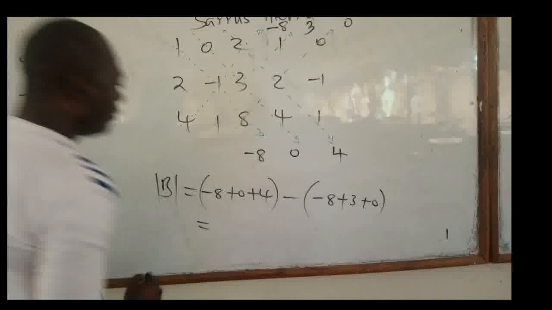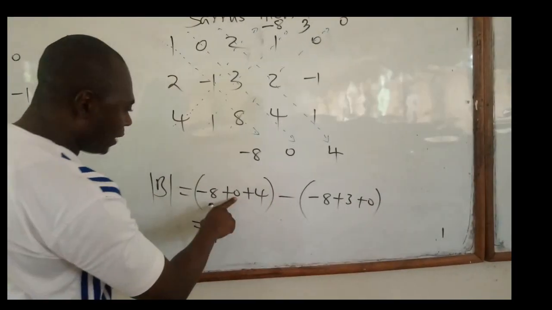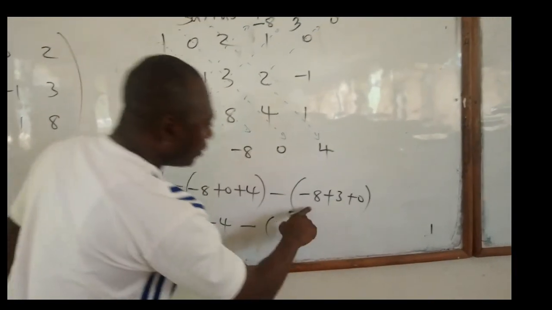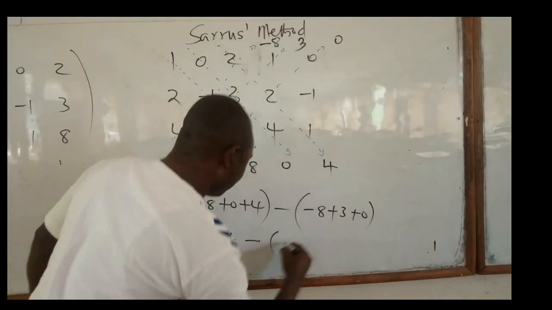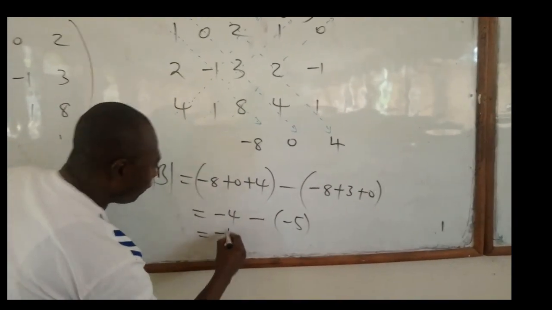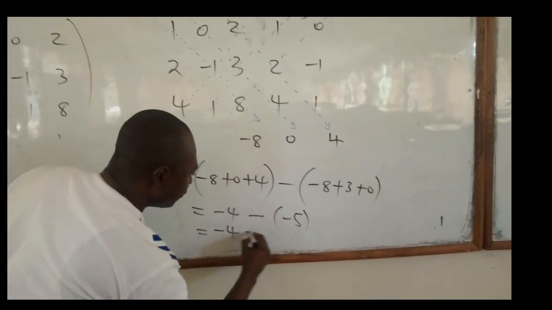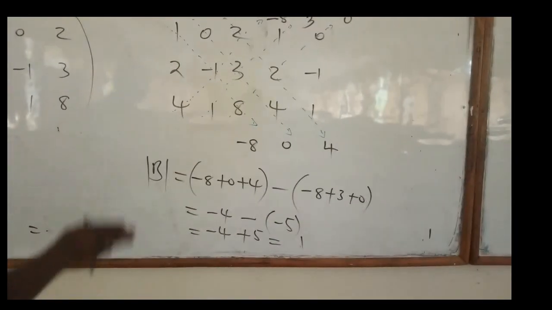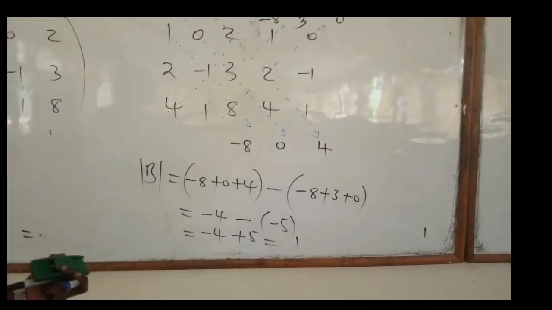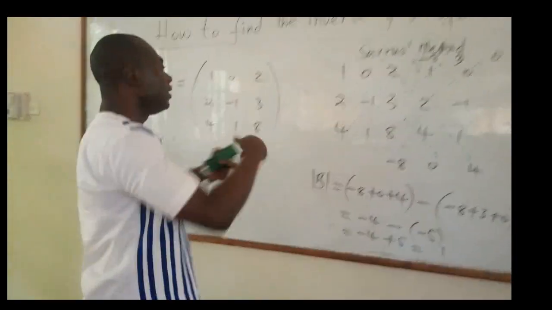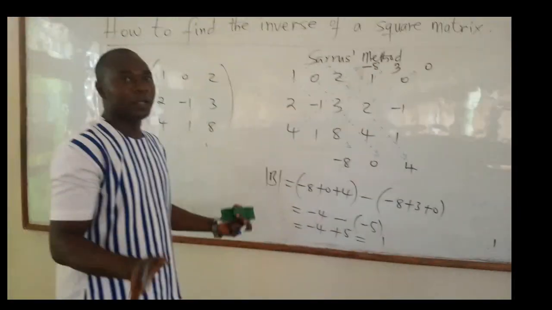That is this way. Now, negative 8 plus 0 plus 4 is negative 4, minus negative 8 plus 3, which is negative 5. So we are going to have negative 4 minus, so plus 5, and then it's equal to 1. So this one has also given us the same determinant. So it means that the determinant is 1. In an examination, or anywhere you want to find the determinant, you can use any of these methods.